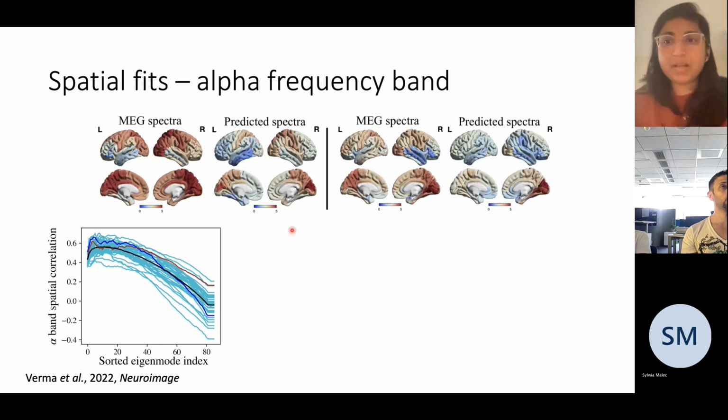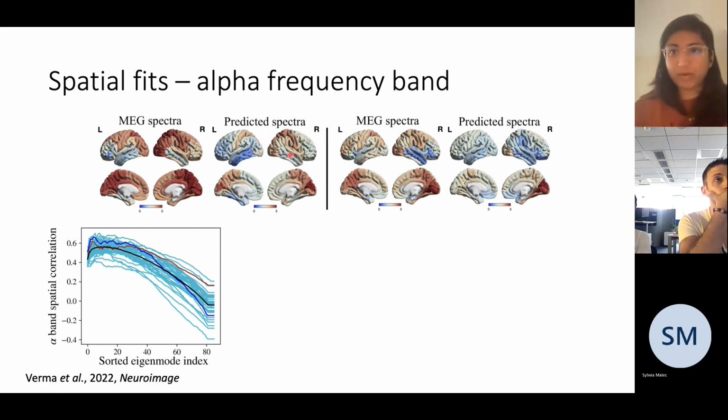And to give you a visual idea of how that looks. This is for a particular subject. This is how the alpha frequency band spatial distribution looks empirically, and this is how it looks when we include the top eigenmodes from SGM. And on the right, this is for a different subject. This is how it looks from MEG, and this is how it looks with our model.